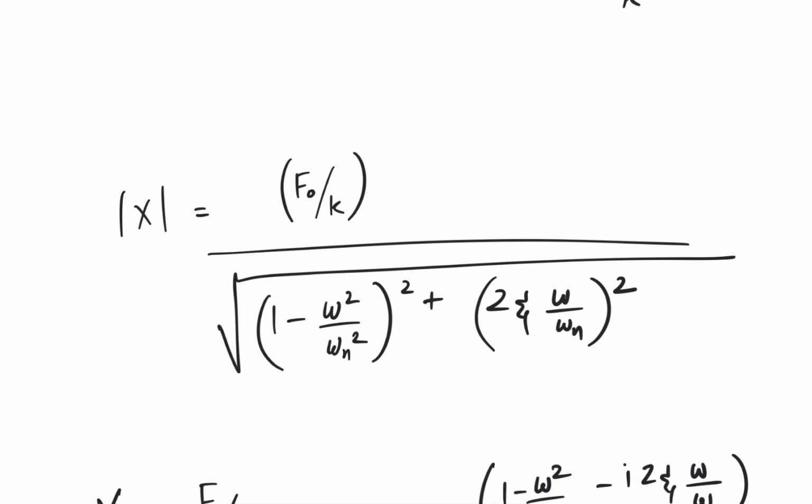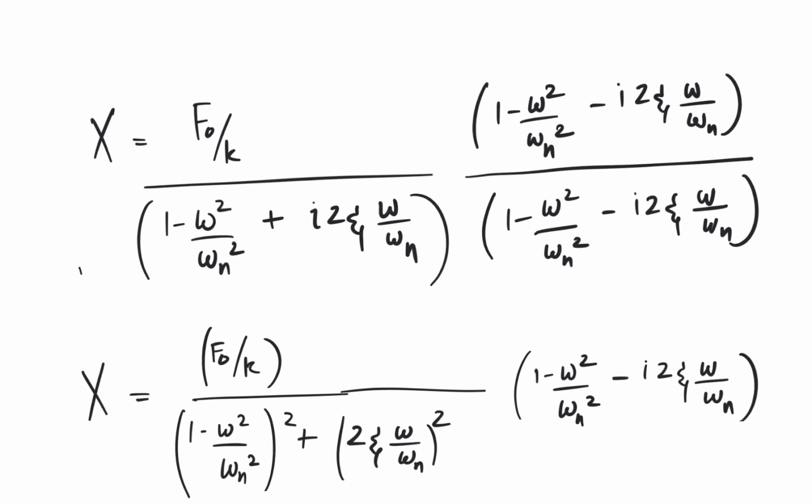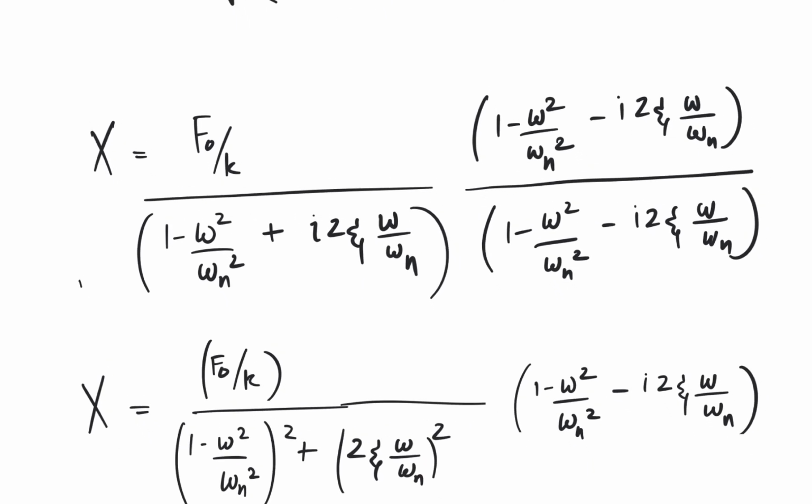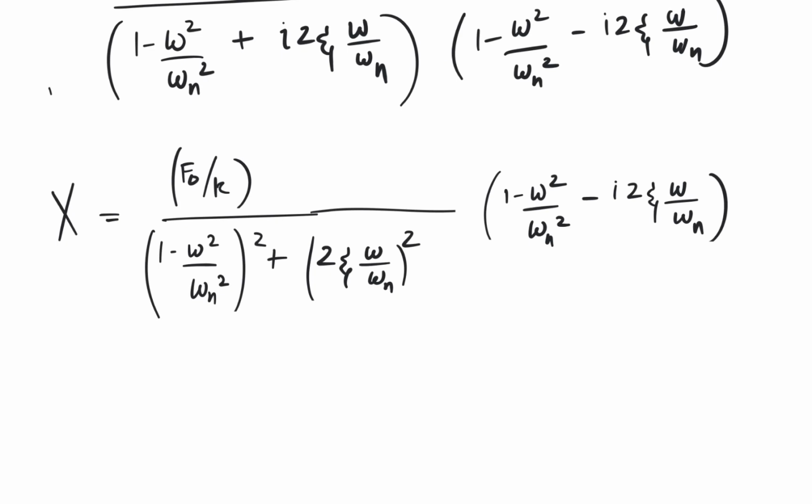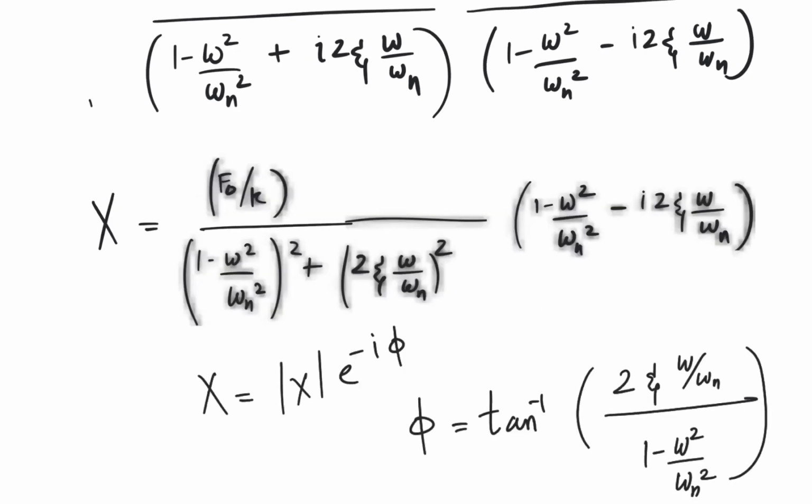Now what about the phase? For that what we do is we multiply the complex conjugate on both sides as shown over here. Then when we look at this closely, this is a complex number. Then I would like to rewrite it like this. I'm writing capital X, the amplitude of that particular quantity, times e to the power minus i phi as shown over here, where phi is tan inverse of 2 zeta omega by omega n divided by 1 minus omega square divided by omega n square. Please keep in mind that the response is lagging the input excitation.